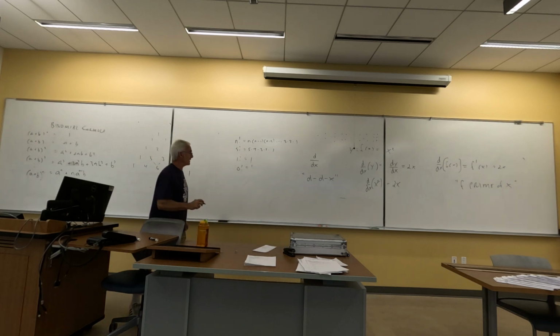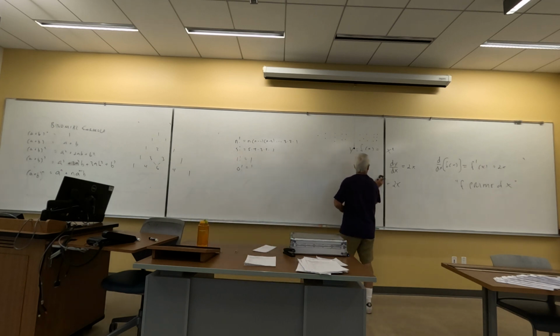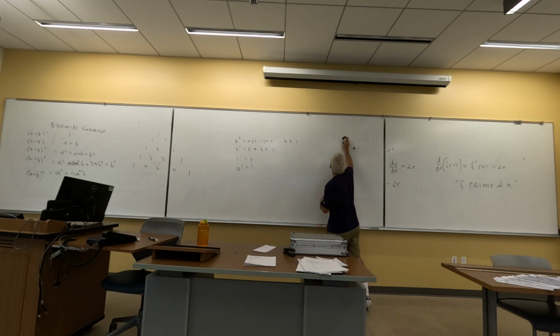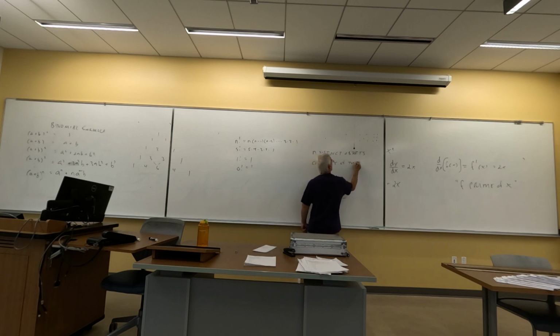So why am I showing you that? Because combinations, which are where these coefficients come from, if I said I have n distinct objects, and I want you to choose r of them, r being less than or equal to n.